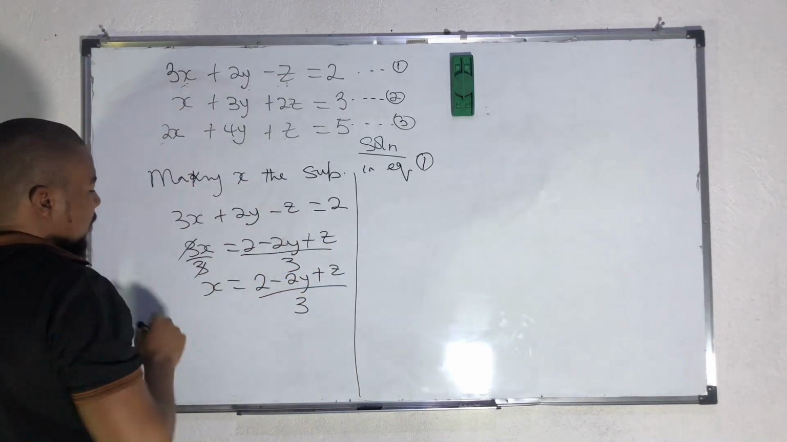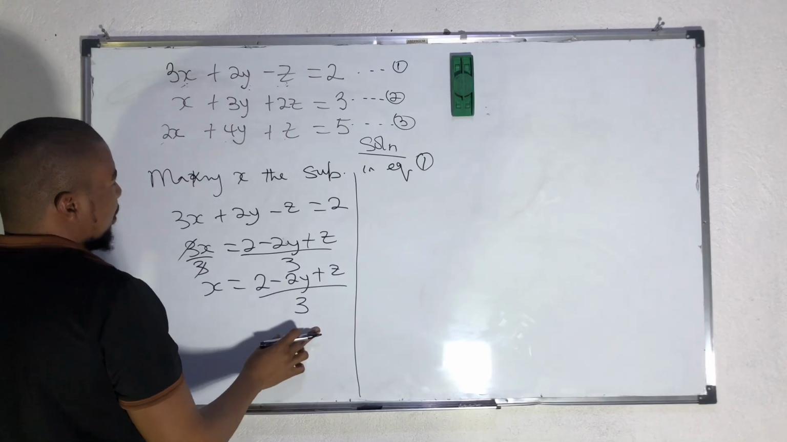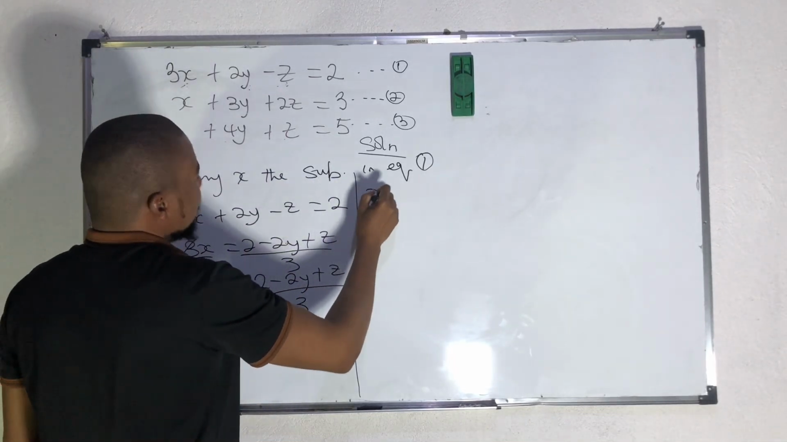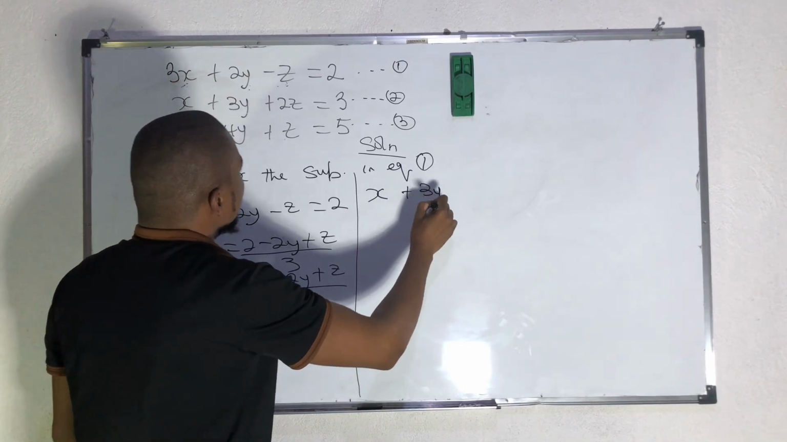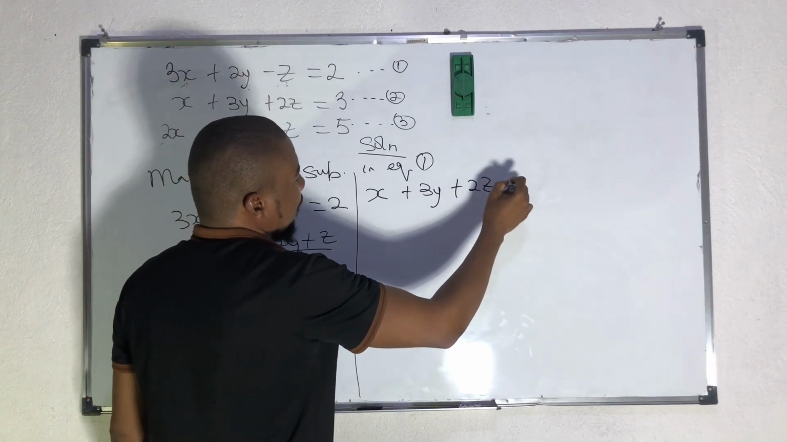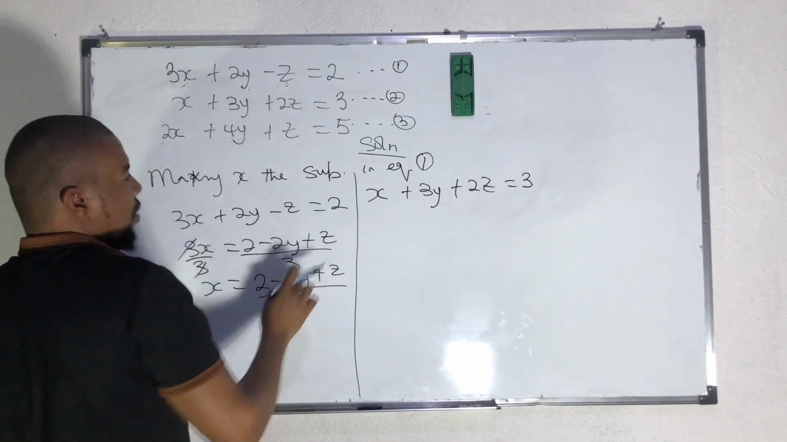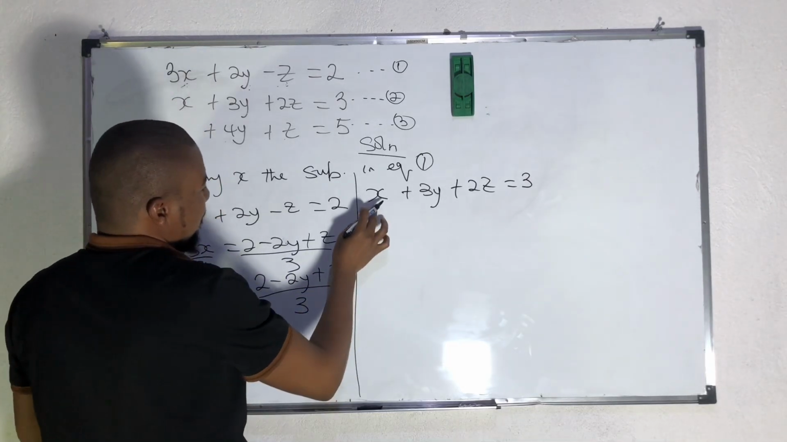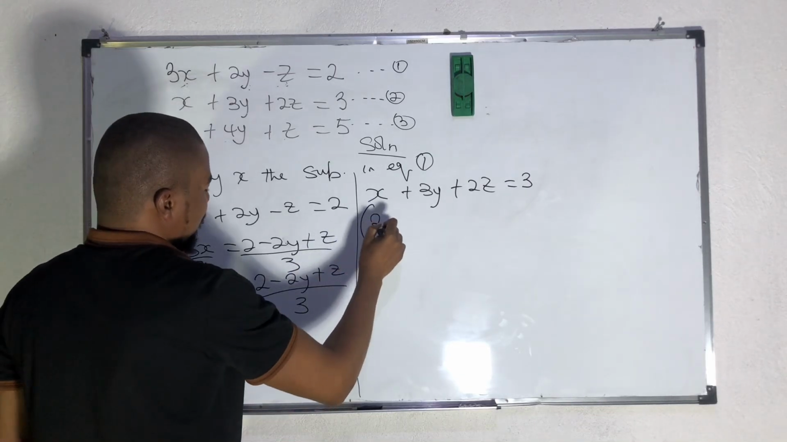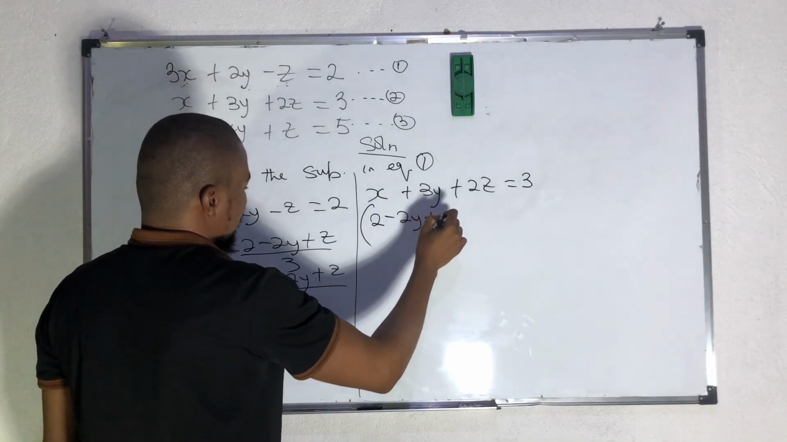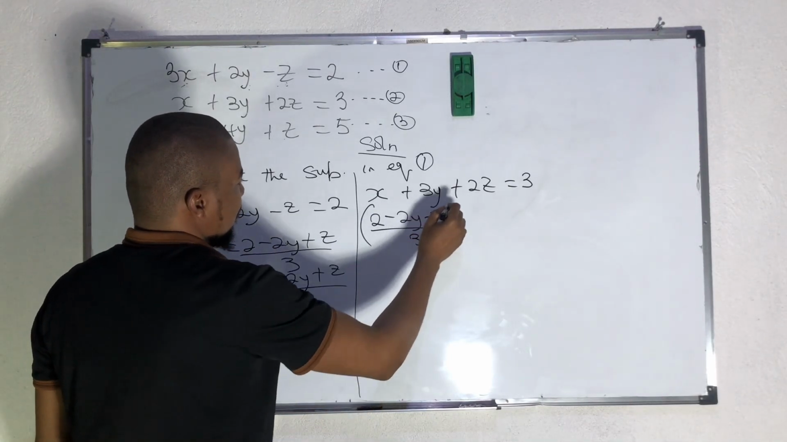So here we have an x, and the value of x is (2 minus 2y plus z) over 3. I copy my equation down. Here I have x plus 3y plus 2z is equal to 3. So I'm going to substitute the value of x into this very equation. How do we do that? Remember, this is our x and our x is equal to this. I open my bracket and I will say (2 minus 2y plus z) over 3.